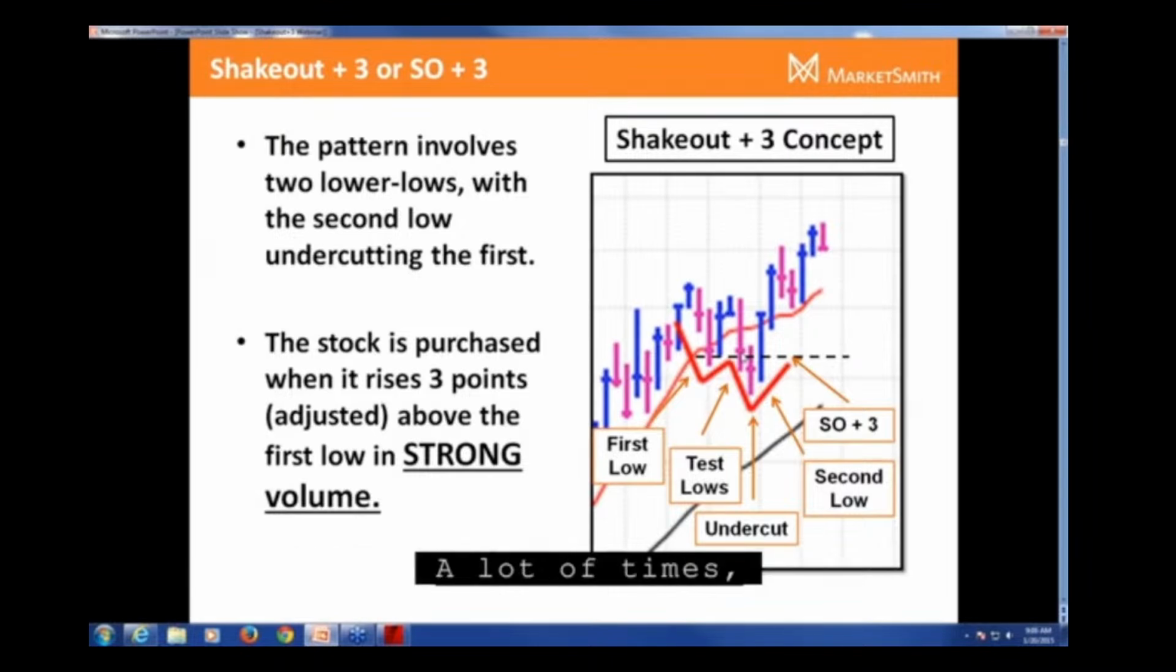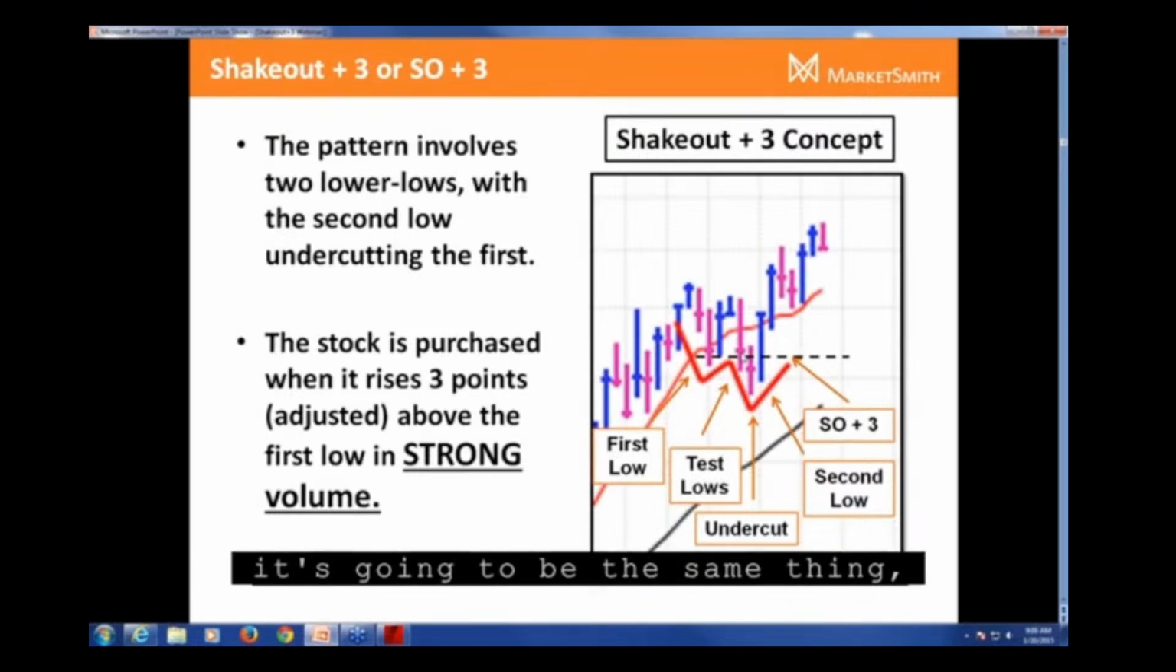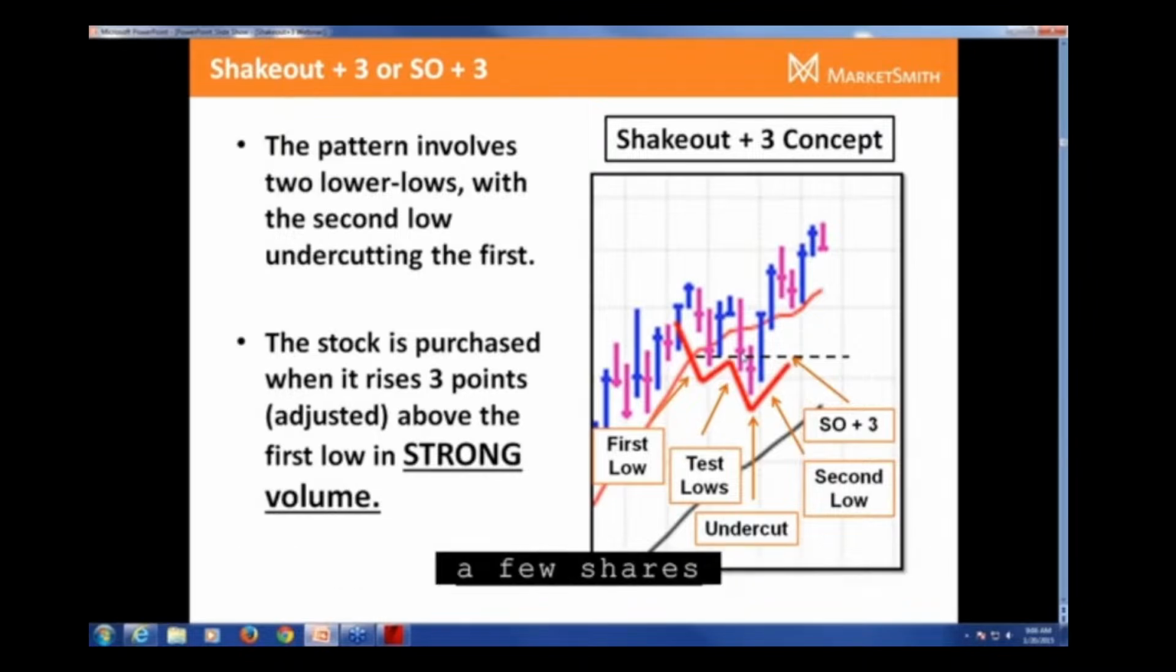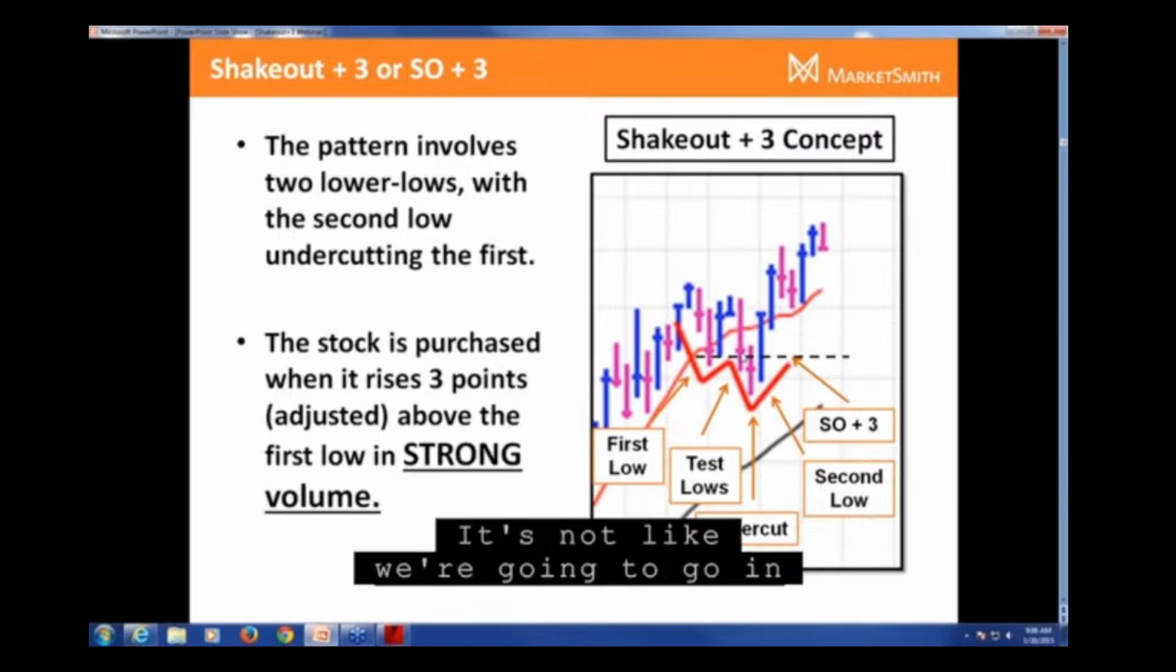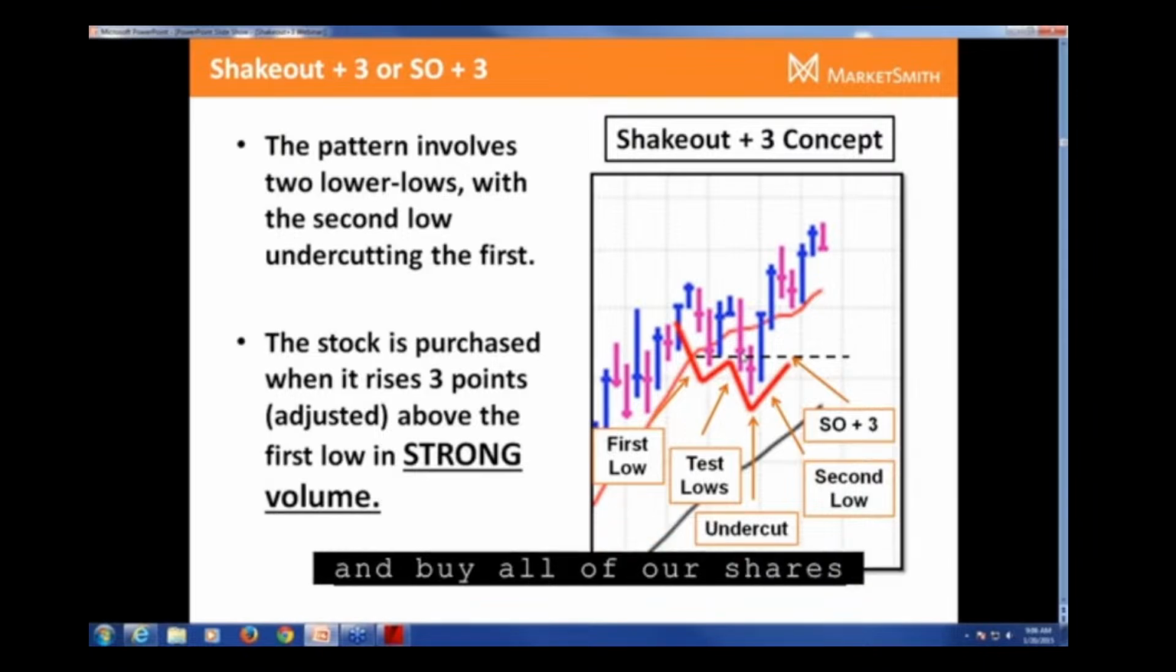A lot of times we are going to see it's going to be the same thing, except the Shakeout Plus 3 will enable us to get a few shares a little bit earlier. It's not like we're going to go in and buy all of our shares at this point, but it may enable us to get a little bit to get some feedback.